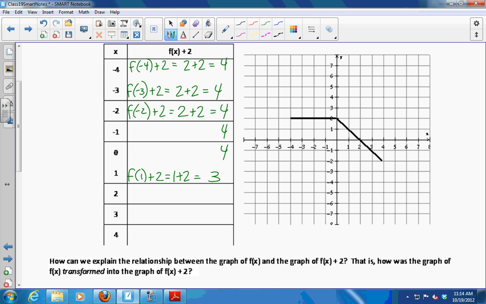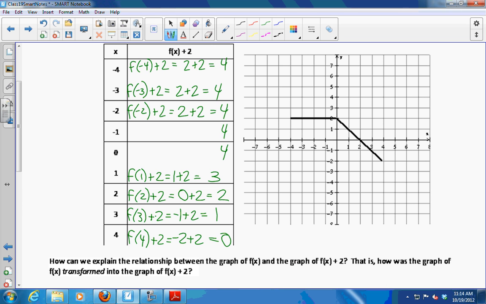And then I'm going to do f of 2 plus 2. What is f of 2? 0. So 0 plus 2 is 2. And then f of 3 plus 2. And what is f of 3? -1 plus 2 is 1. And f of 4 plus 2, which is -2 plus 2, which is 0.